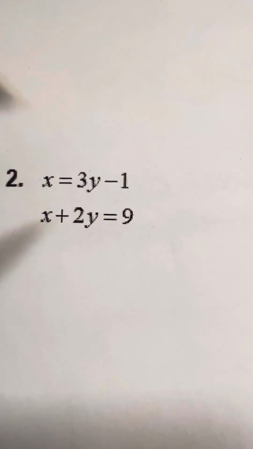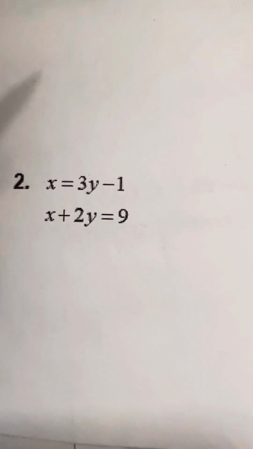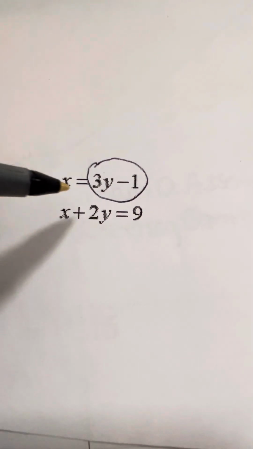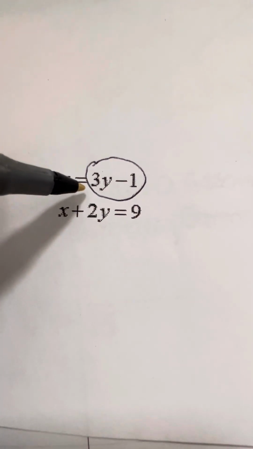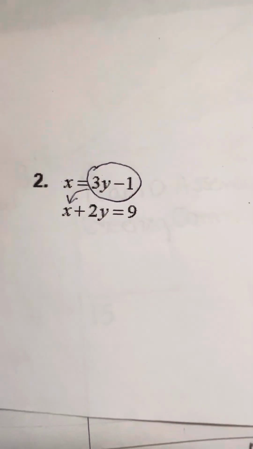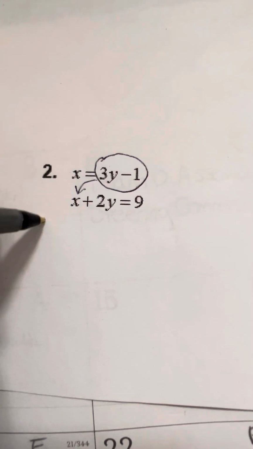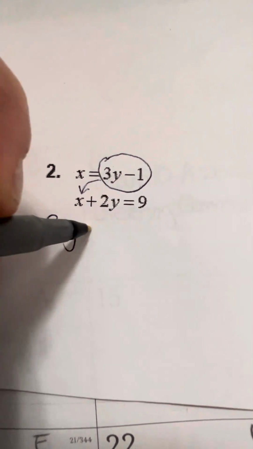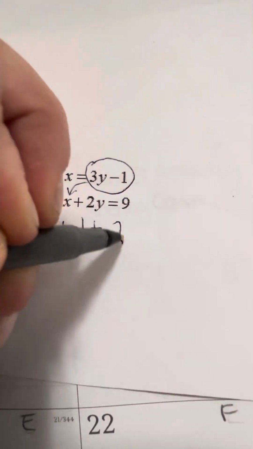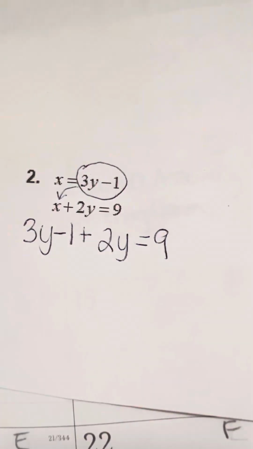If x is equal to 3y minus 1, I'm going to take the other equation, and where you see x in the other equation, we're going to replace it with this 3y minus 1. So I'm going to place it right over here where x is. Now x is no longer going to be there because you're going to have 3y minus 1 and then plus the rest of this equation, 2y equals 9.